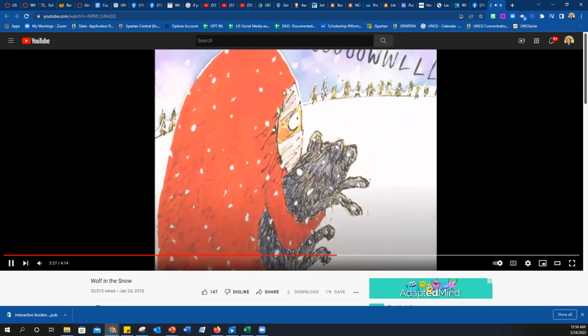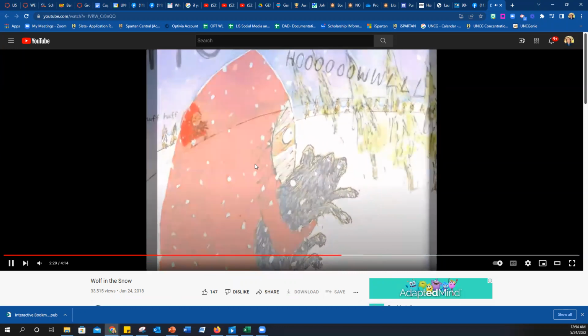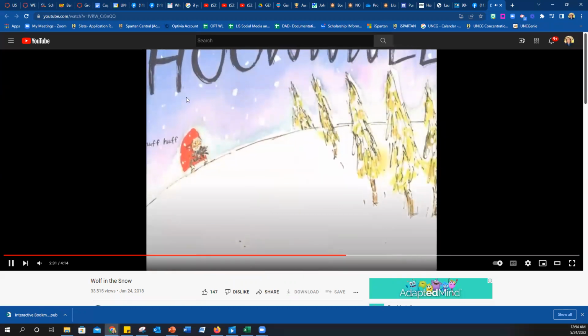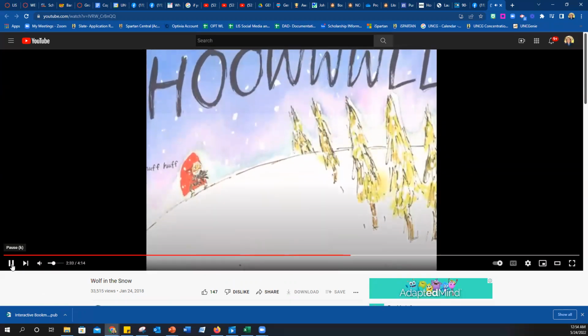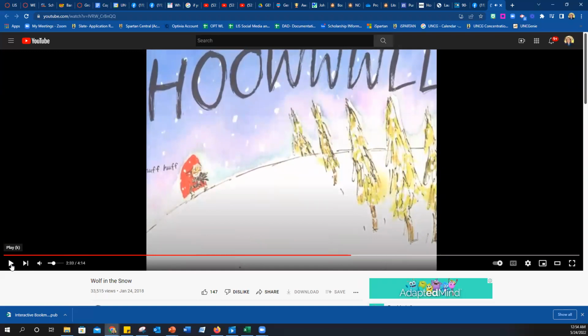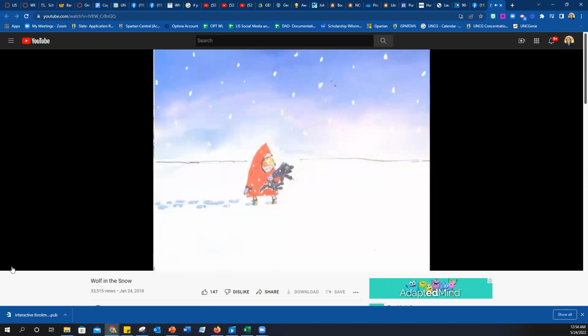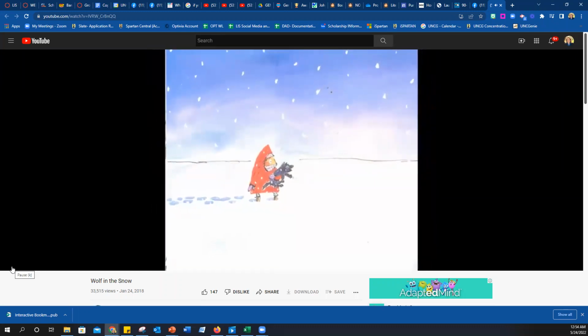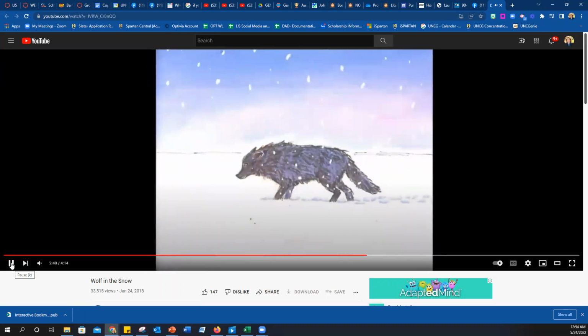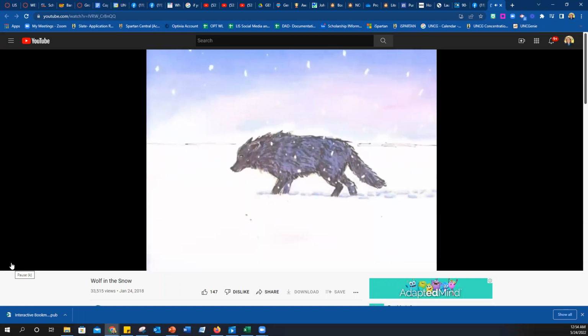Can you tell what kind of emotion she has just in her eyes there? And how do we know that she's getting closer to the wolf pack? We know she's getting closer because those howling words are getting larger, aren't they? All of a sudden, she stops. Who's coming toward her?